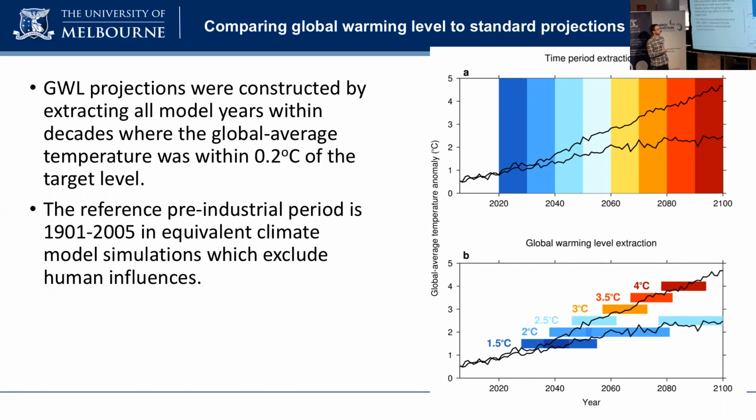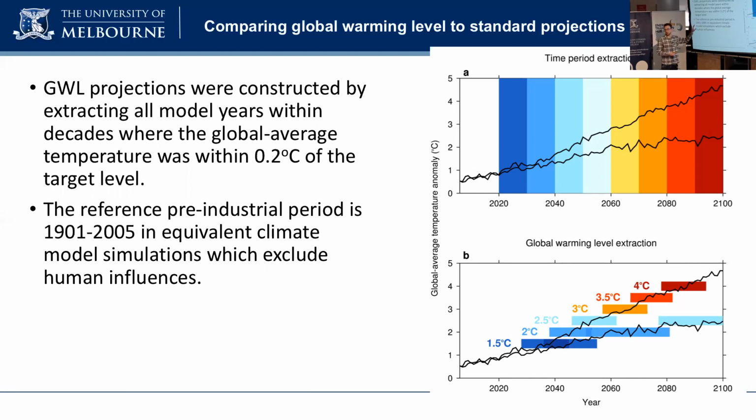And I'm comparing these with my global warming level projections. I've just abbreviated that to GWL here. So this is where I take these time slices from the models which correspond to given levels of global warming. And this is within 0.2 of a degree from the target level, so whether it's 1.5 or 2 degrees, on decadal average smoothed temperatures. So this is trying to damp the effect of internal variability on the selection of the years that go into these ensembles.